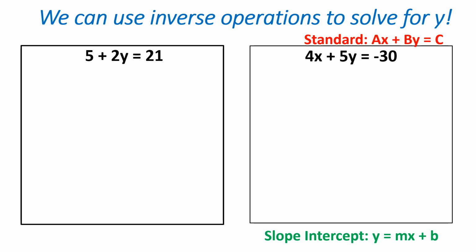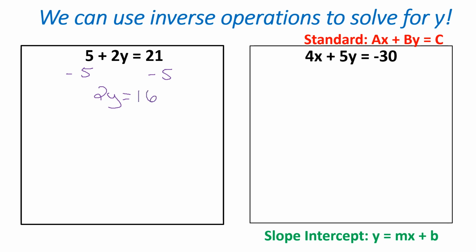For my two-step equation, the first thing I would do to solve for my variable is to subtract 5 from both sides. Because that's a positive 5, I'm subtracting 5. I'm left with 2y equals 21 minus 5 is 16.